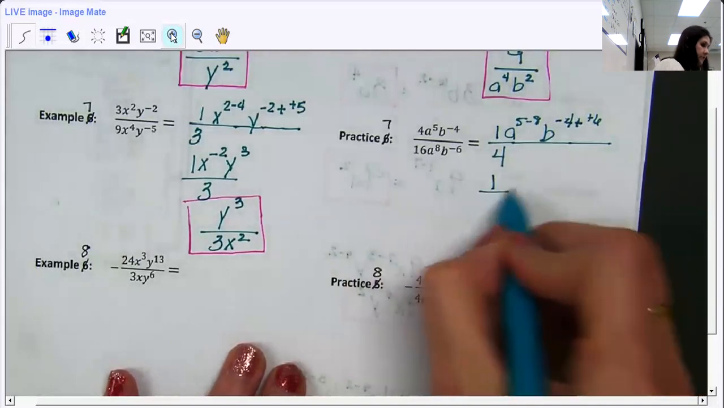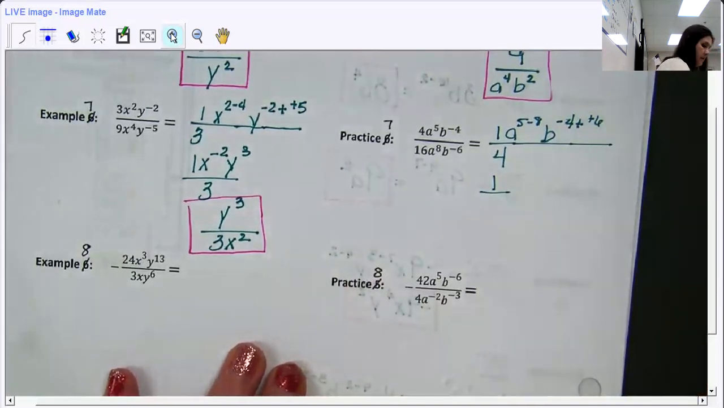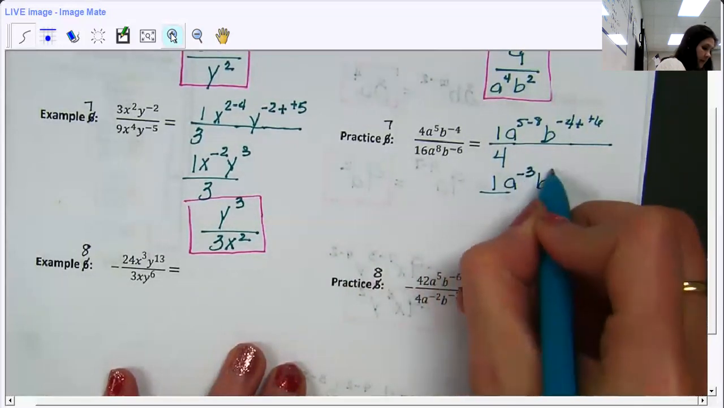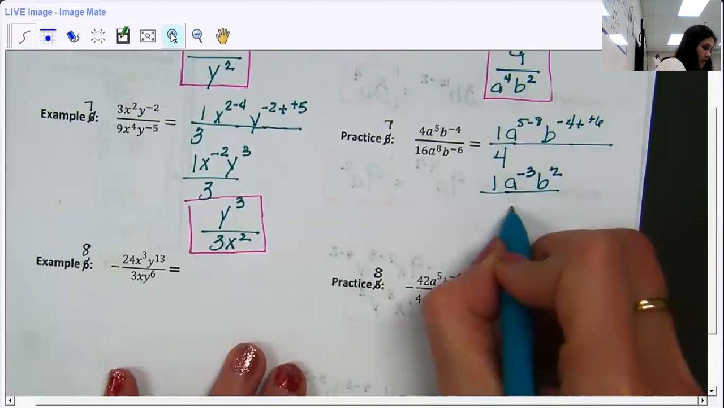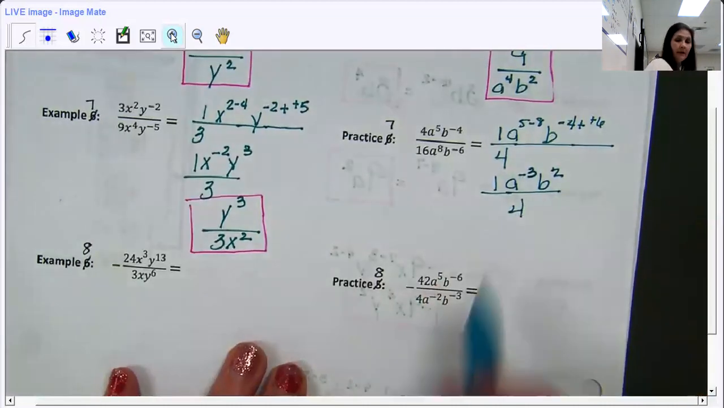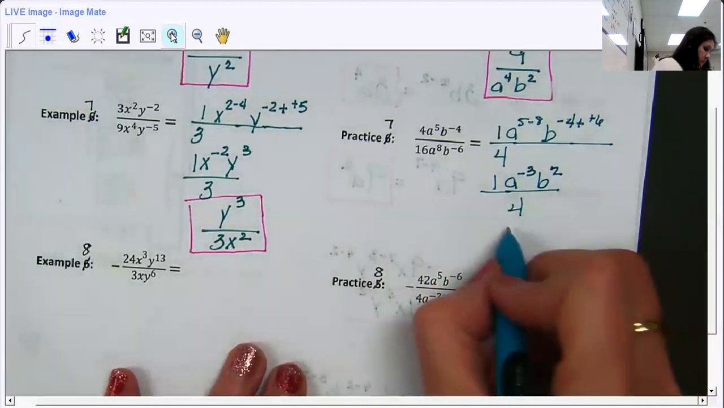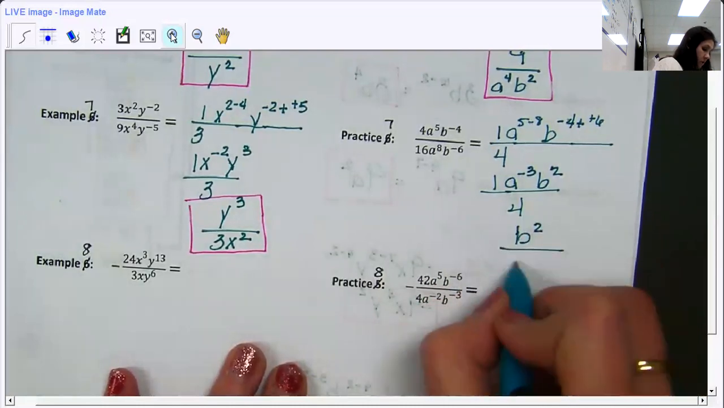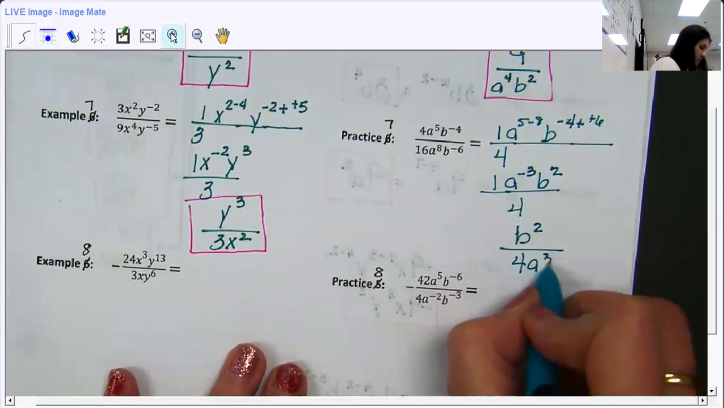So this simplifies to 1a to the power of negative 3, b to the power of 2 over 4. And then I have to move this -3 down. So my final answer is b to the power of 2 over 4a cubed.